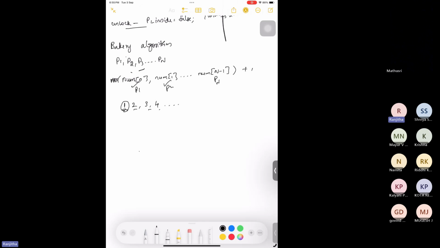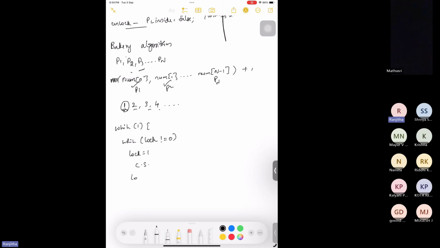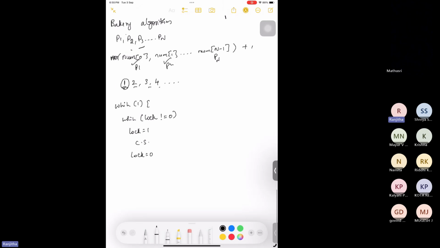The first one that we saw: while 1, while lock not equal to 0, then lock equal to 1, you enter the critical section. Then you make lock as 0, so this is lock and this is unlock. The same way for process 2 also.